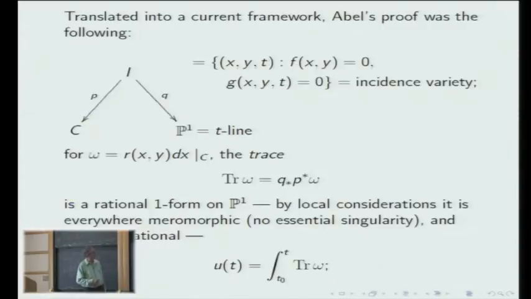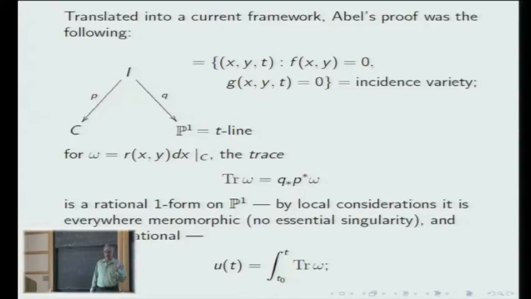In fact, in modern terms, the proof was this, that you look at what's called the incidence correspondence of points on the curve and points where the lines meet the curve. So it's these 2 equations, so that's the I. So it's an algebraic variety that's called the incidence variety. And it projects onto the curve, and it projects onto the t line. And what you're doing is taking a differential here, pulling it back, and pushing it down, taking the so-called trace. The trace means that you average over the inverse image of a point. So instead of averaging a function, you average a differential. And you get a rational one form on the projective line. That's now an easy result.